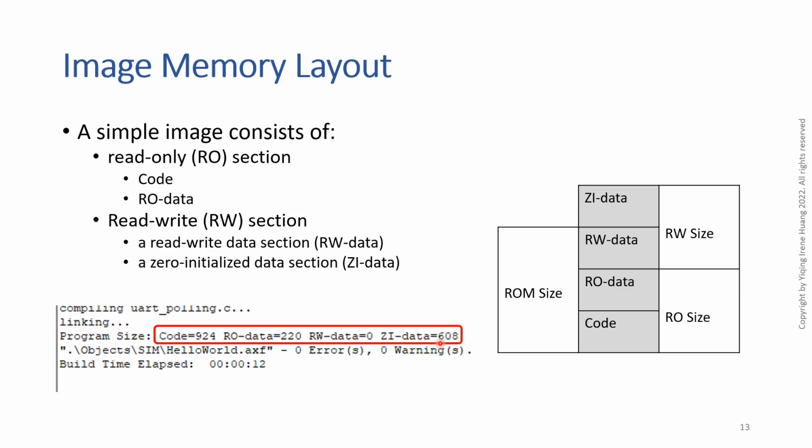And here are just some terminologies. When we say ROM size, basically this ROM size is the image size. It is the size of code, RO data, and RW data, but not ZI data, because ZI data is 0. We don't need to save the ZI data into our file. So when we want to save the .axf file on some media, we only need to save these three parts, and we call it ROM size. Then these two parts are called RW size, and these two parts are called RO size.